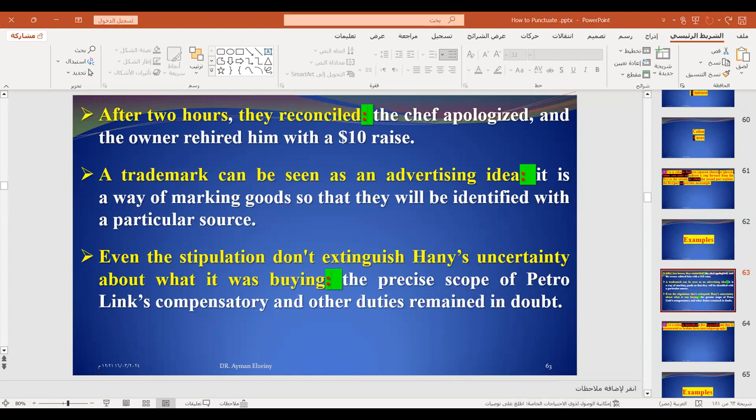Second example: a trademark can be seen as an advertising item. That's the first phrase. Okay.